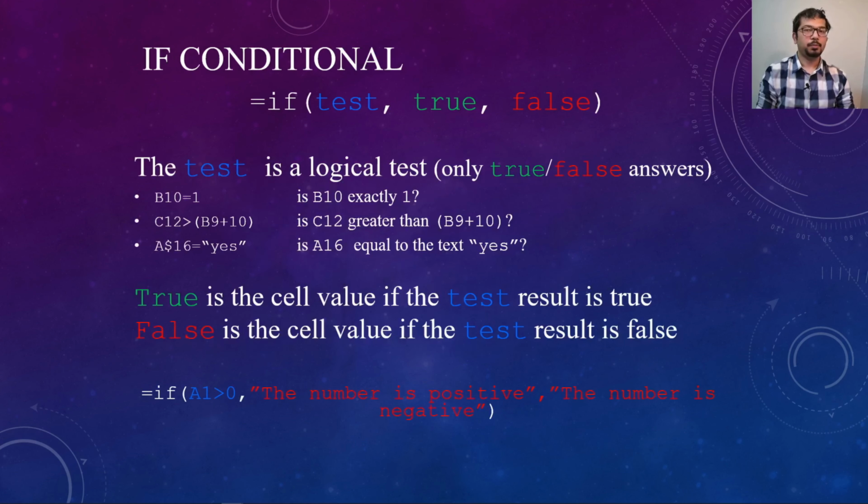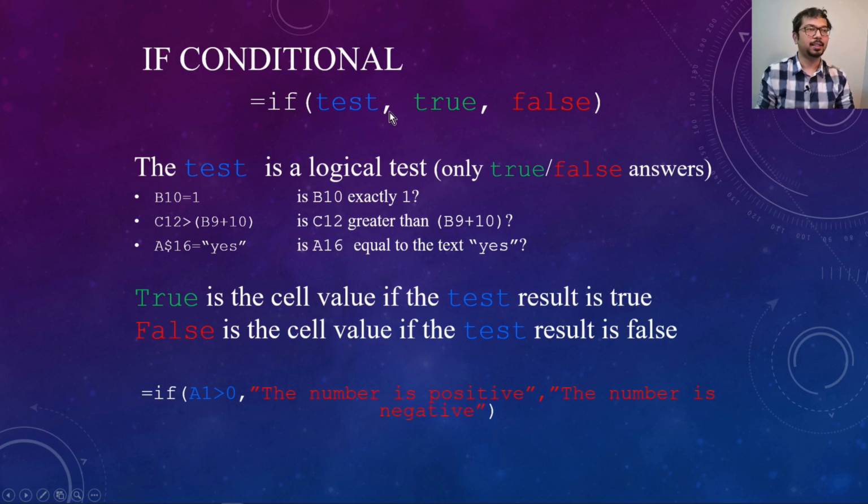So let's come to this point. What is the IF condition? If we write the equal sign in an Excel cell and write IF, there are three different terms that we can write. The first is the test. The test is a logical test, and it gives us only true or false. If the test is true, it will give us the value of true. If the test is false, it will give us the value as false.